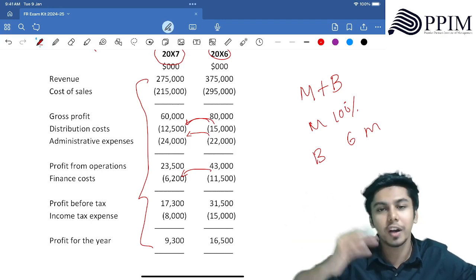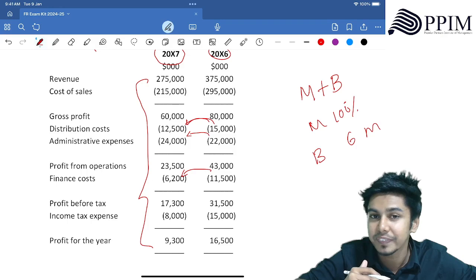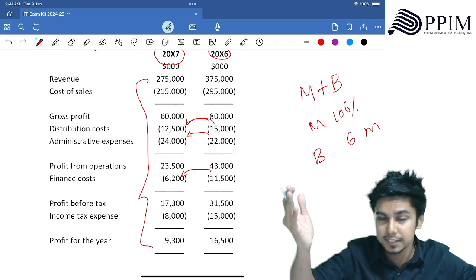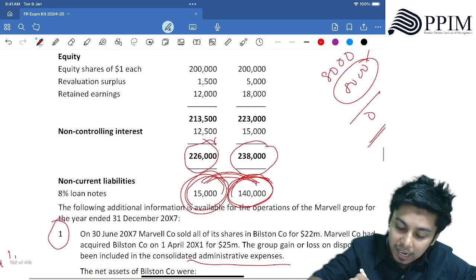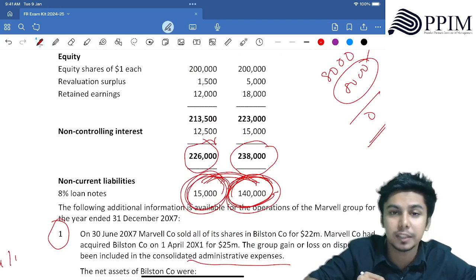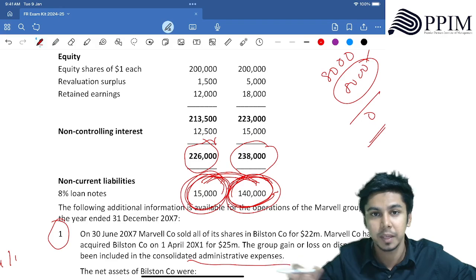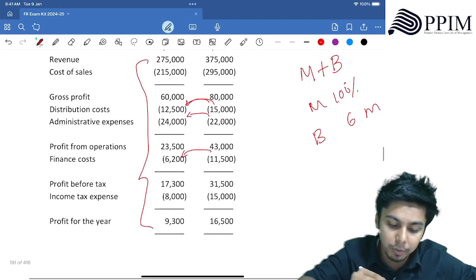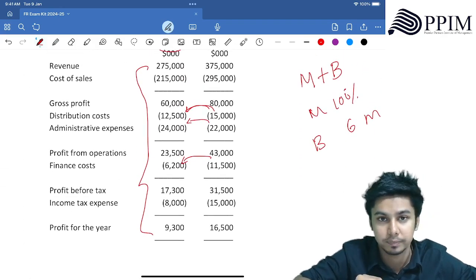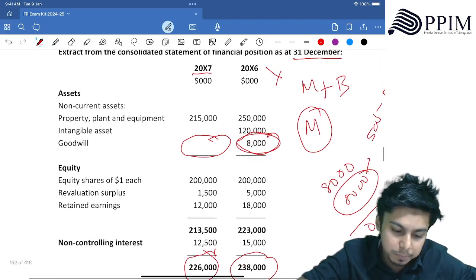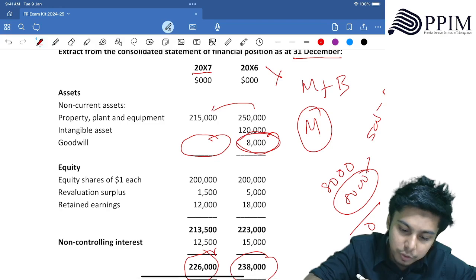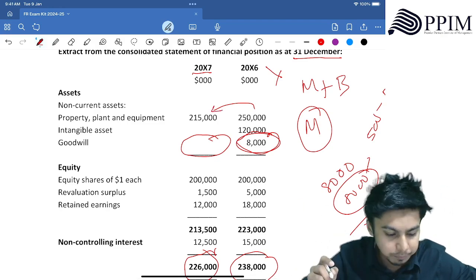Normally, why does interest fall, guys? Because we have settled what? The loans. The loan has dropped now, guys. Here, can you see? The 140,000 loan became 15,000. Tremendous change. Because of that, we are now saving on our finance cost.